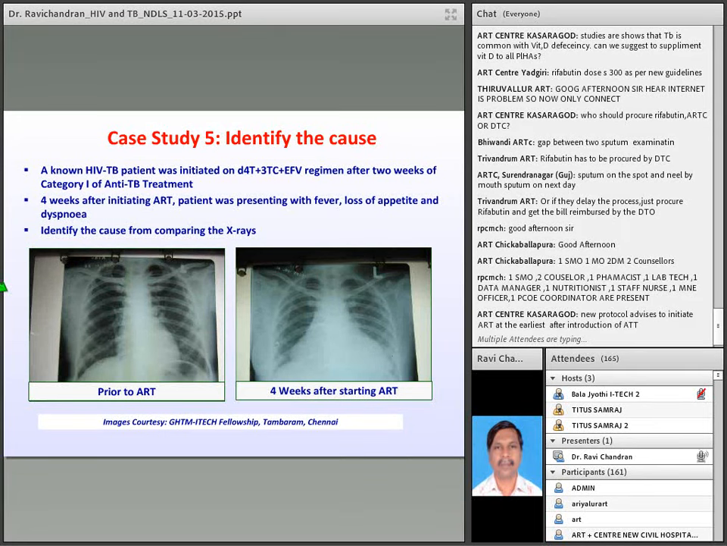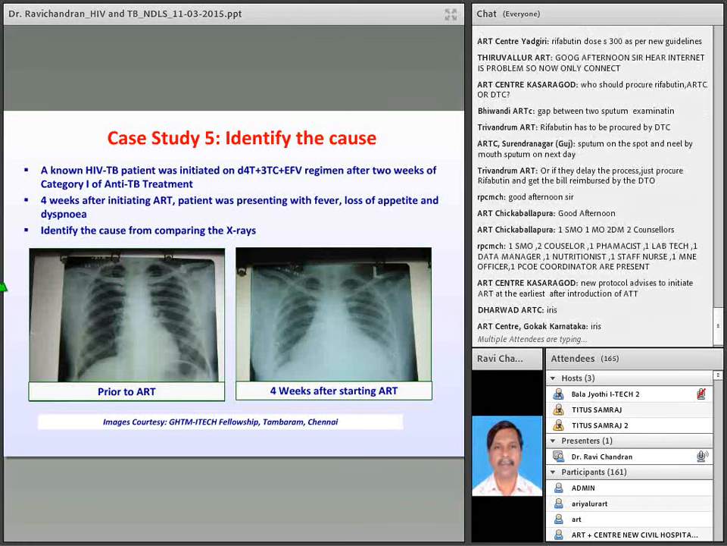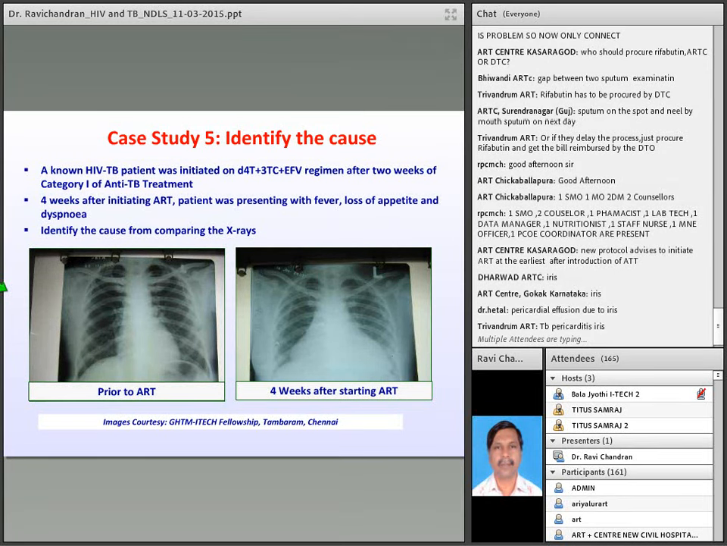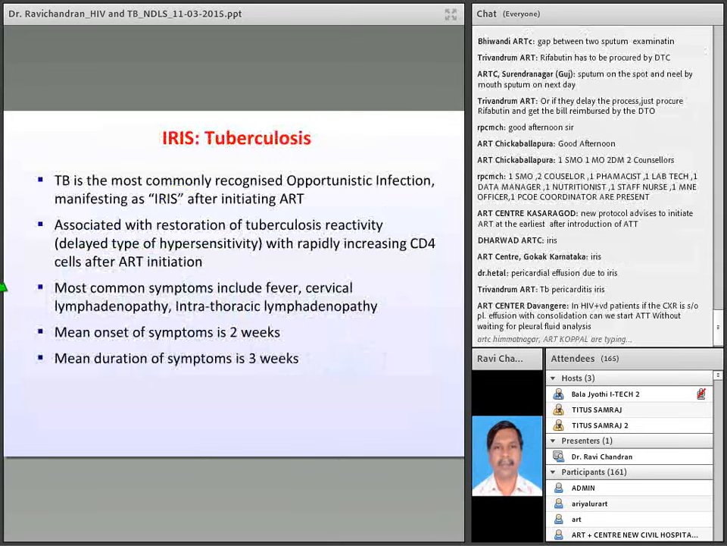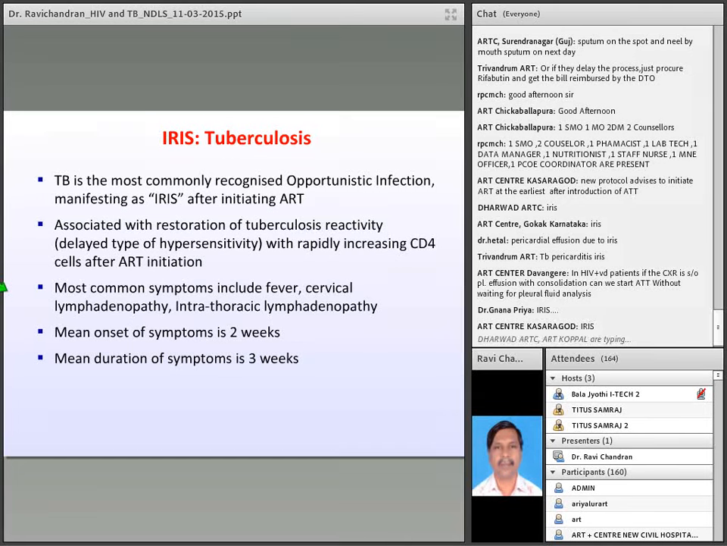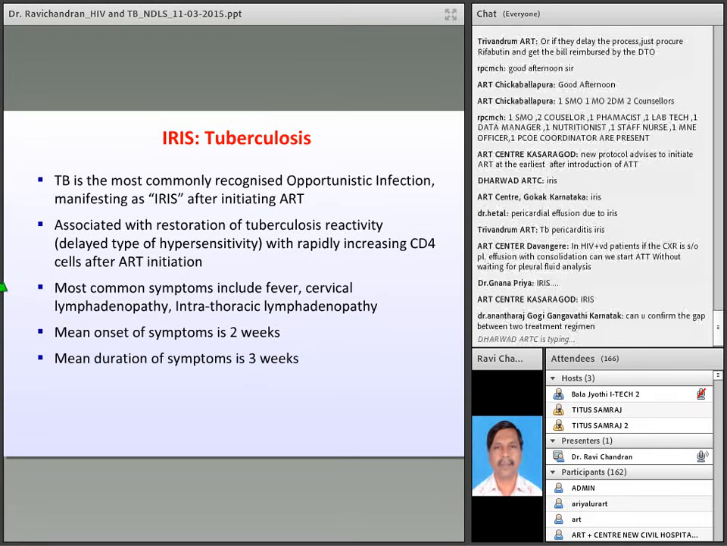Yes, here you can see the mediastinal widening with cardiomegaly. What is it due to? Yes, this is due to IRIS, immune reconstitution inflammatory syndrome. TB is the most commonly recognized opportunistic infection manifesting as IRIS after initiating ART.